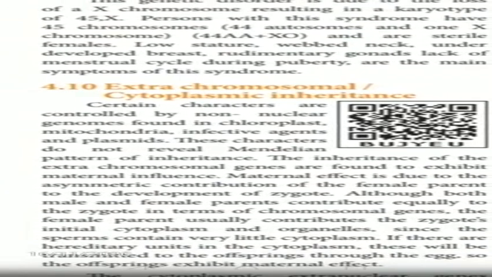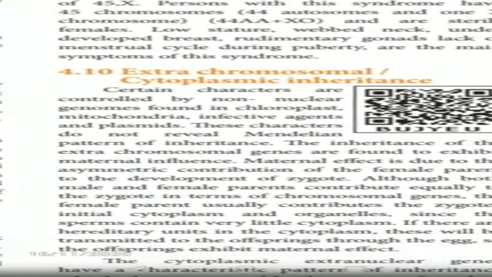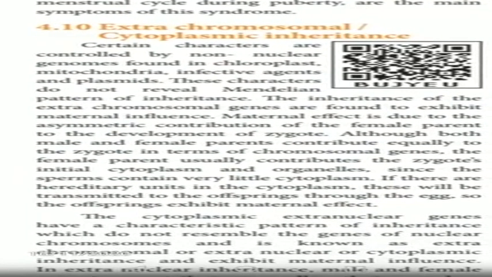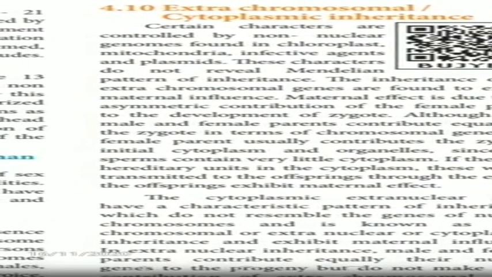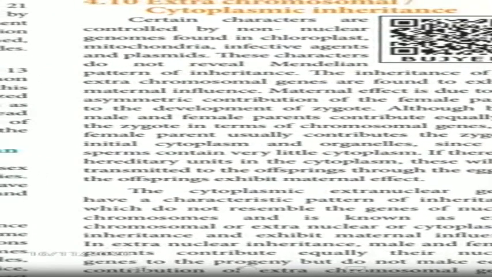Okay, so the next topic is extra chromosomal or cytoplasmic inheritance. Here certain characters are controlled by the non-nuclear genomes found in chloroplast, mitochondria, infective agents and plasmids. Characters occurring in organisms that are controlled by non-nuclear genomes found in chloroplast, mitochondria, infective agents and plasmids are all called extra chromosomal or cytoplasmic inheritance.